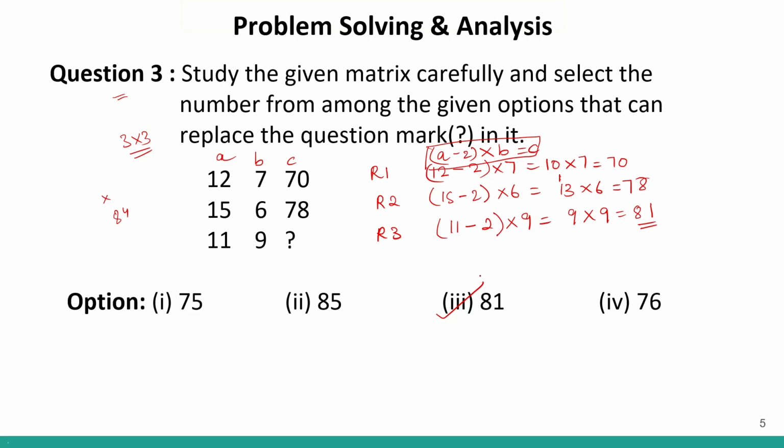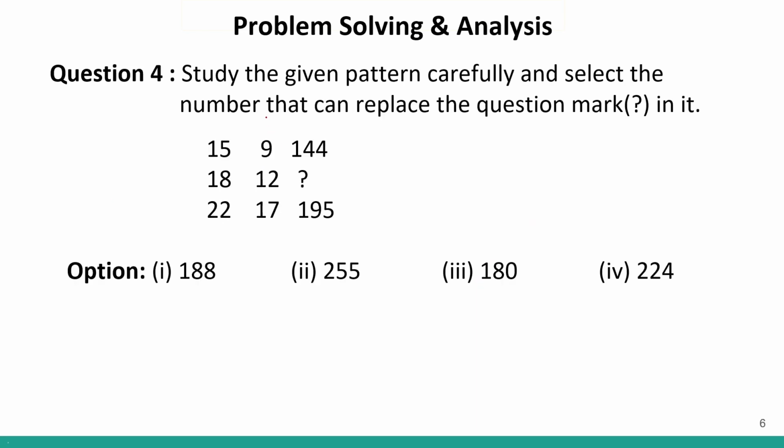Now let us move on to question number 4. Question number 4 is again a 3 into 3 grid. Let us look over here. This number and this number are significantly higher than these two numbers. They are much bigger. So we can assume that certain operations are being done on these numbers to get this number.